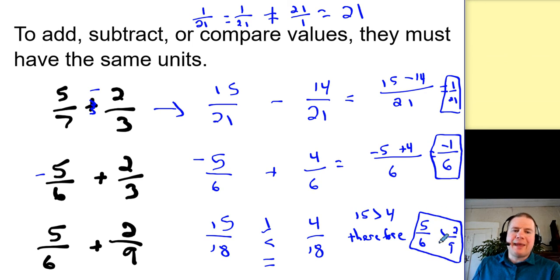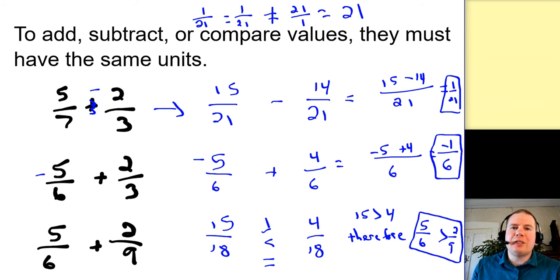Right? But I can't just say, well, 5 is bigger than 2, because those units aren't the same, right? 120 is a lot more than 3. But a movie that's 120 minutes long is actually shorter than a movie that's 3 hours long, right? We need the same units to compare the values.